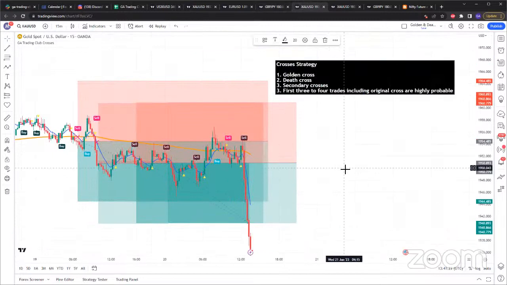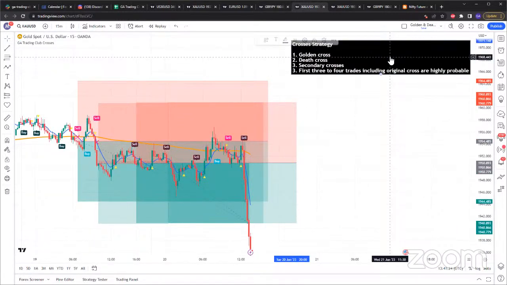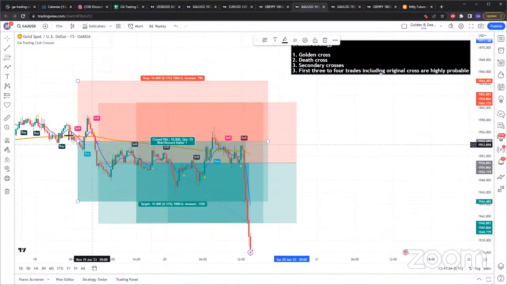The other trade I had is gold. So this gold trade right here, and this is the crosses indicator.